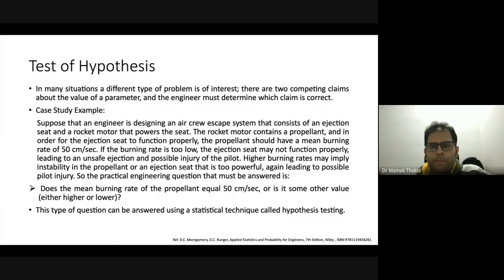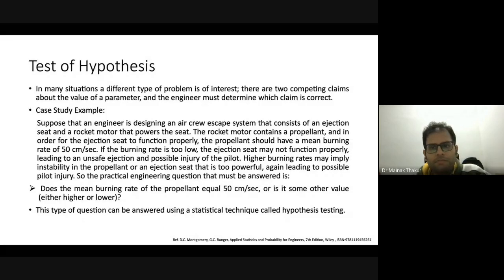There are two competing claims about the value of a parameter. Parameter means population characteristic, if you remember. Let's say you want to estimate the mean salary or mean income of the Indian population. That is your parameter. So you have two competing claims about the value of a parameter, and the engineer must determine which claim is correct. In that case, a test of hypothesis is used.